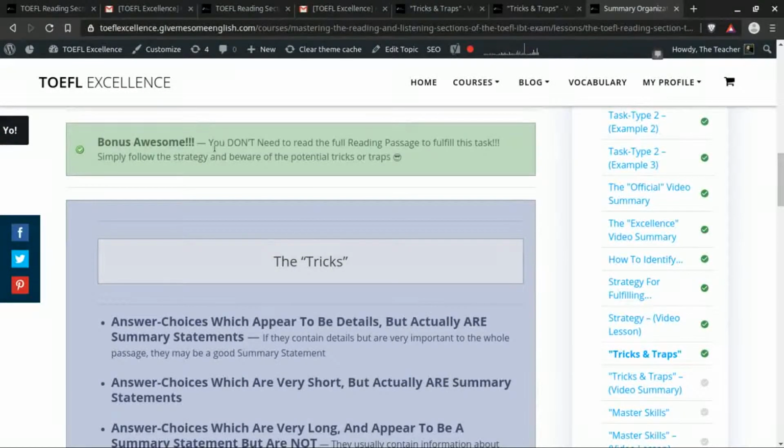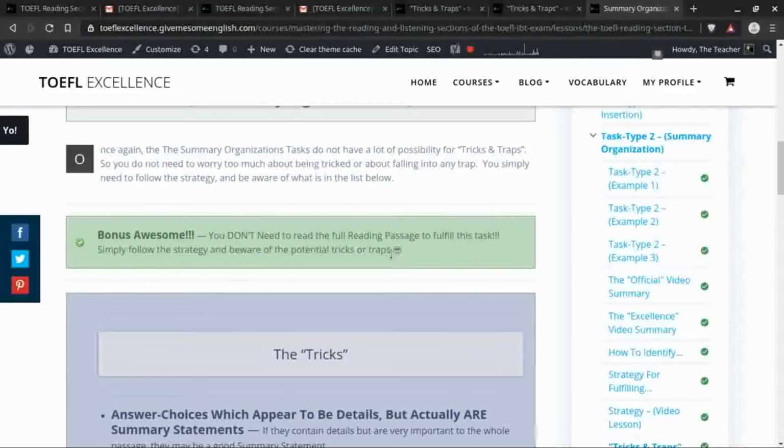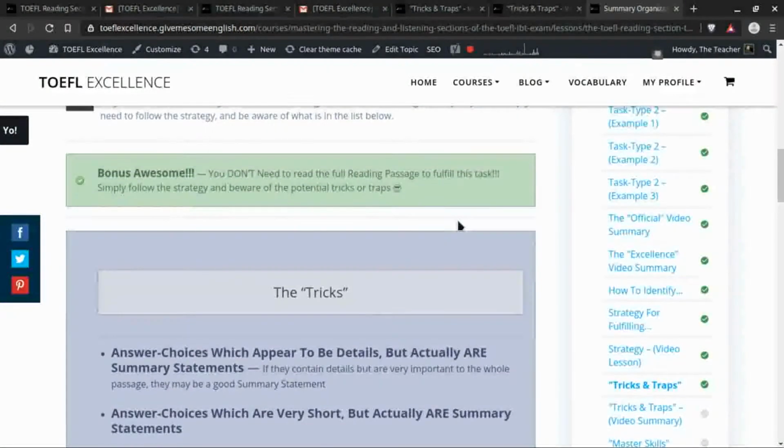Now, remember, bonus awesome, you do not need to read the entire reading passage to fulfill this task. If you follow the strategy that we've already outlined, and of course maybe take into account some of these tricks and traps and maybe use some of the master skills that you will learn in the next lesson, you could actually fulfill this task without even reading the reading passage, even if you don't know the information that you're talking about. However, it's best to use some skimming and scanning to check to make sure that your answers are perfect.